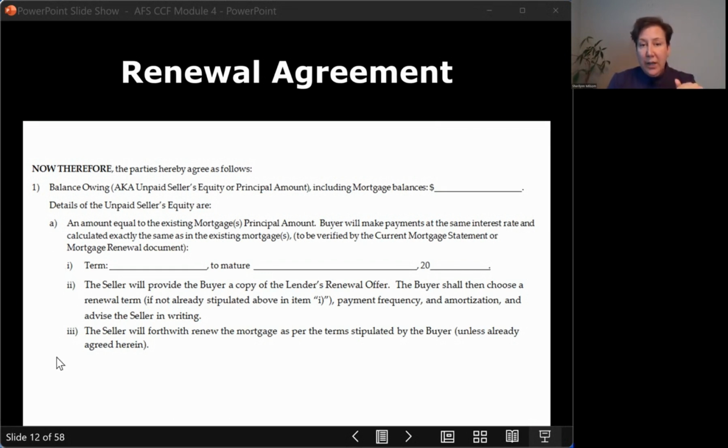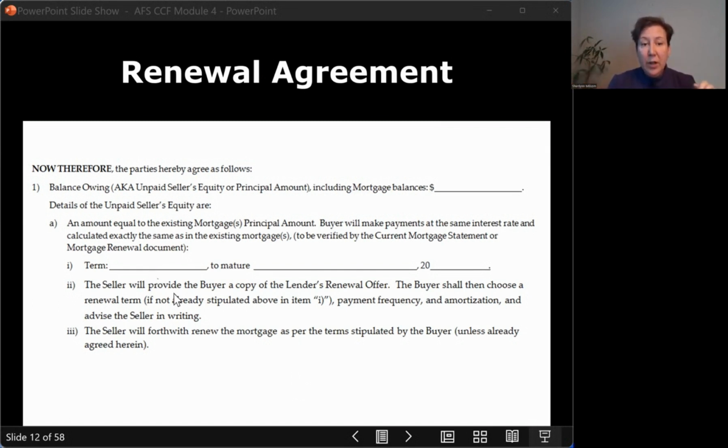And we don't really provide any details of the financing except for the term because we don't yet have the mortgage renewal offer. So we may indicate which term we require, but you could also leave that blank to be decided later based on what the mortgage offer is, because sometimes they have an irresistible rate for, let's say, a 3-year mortgage that you want to take advantage of.